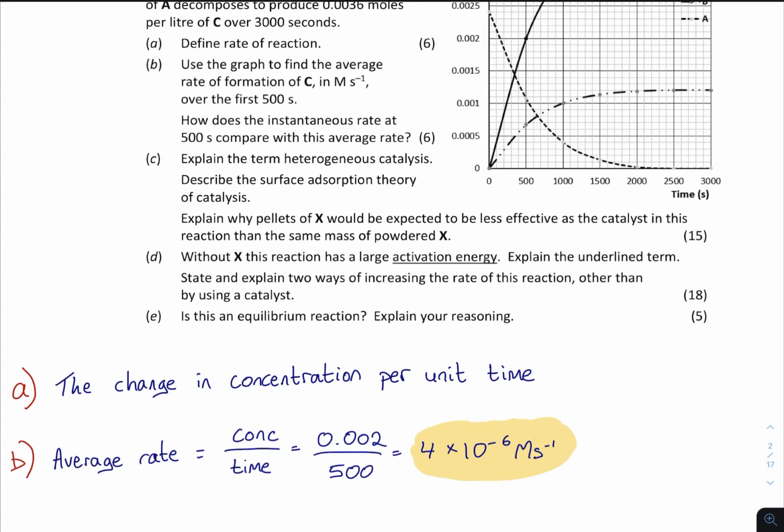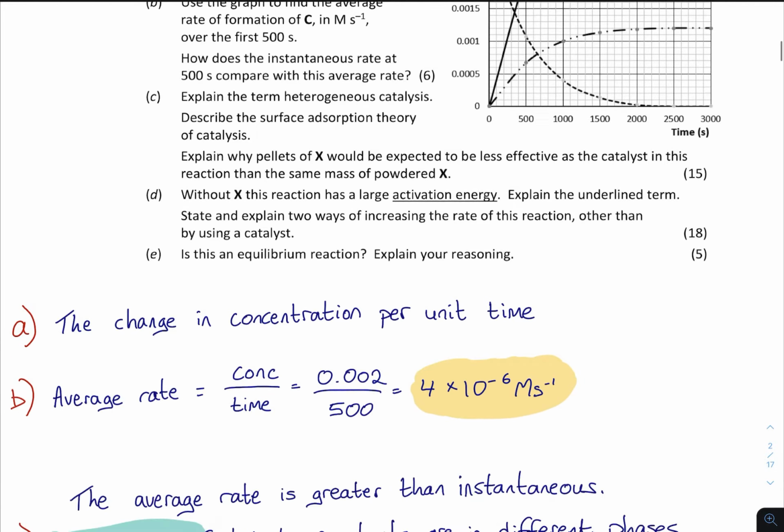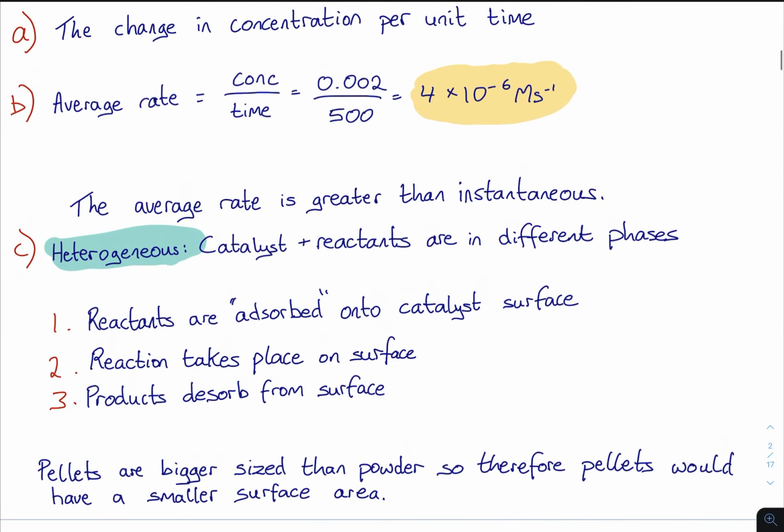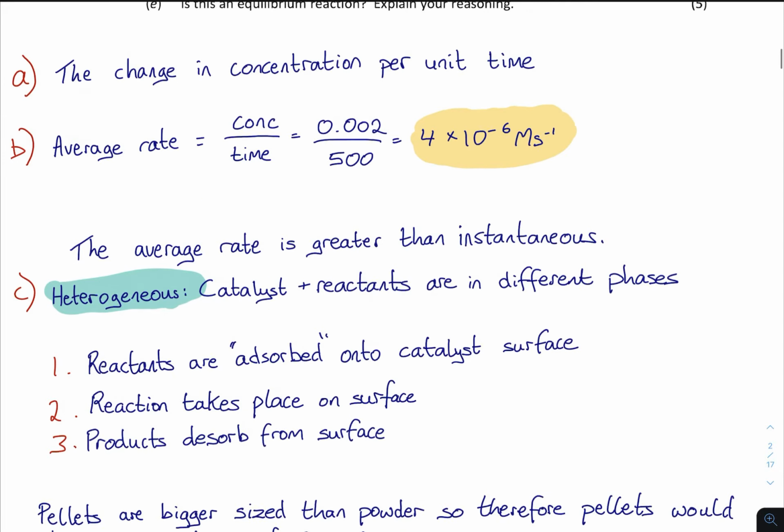Think of it like cooking potatoes at home. If you cut the potatoes up and boil them, they're going to cook a lot faster than if you had the potatoes whole when you were boiling them. By cutting up the potatoes, you are increasing the surface area. So the smaller the particles are, the larger the surface area. So just to show you the writing for it, pellets are bigger in size than the powder, so therefore pellets would have a smaller surface area. Meaning they'd be less effective.